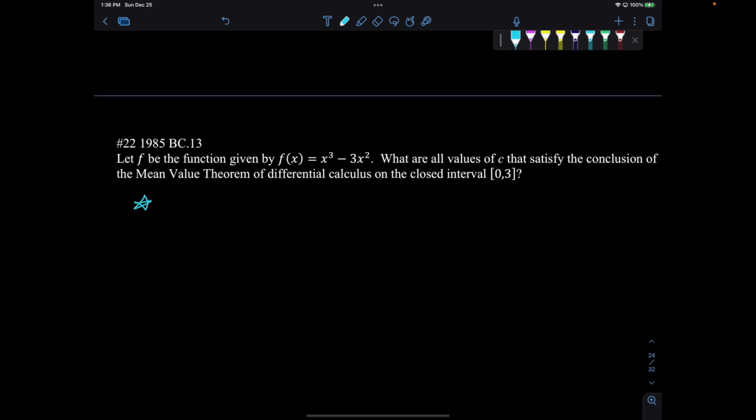So we need f of x to be continuous. I write this every time, not on a multiple choice problem, obviously. Continuous on the closed interval, differentiable on the open interval. So we're allowed to use the mean value theorem.